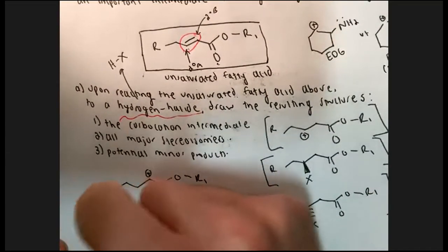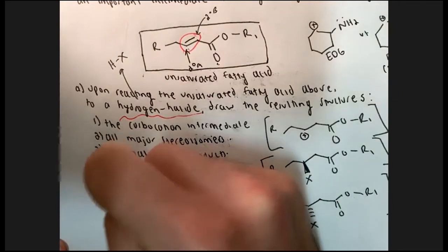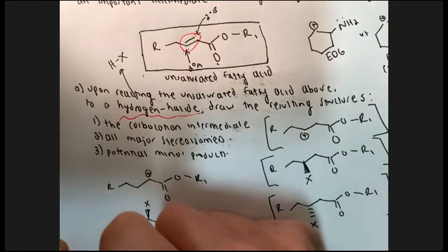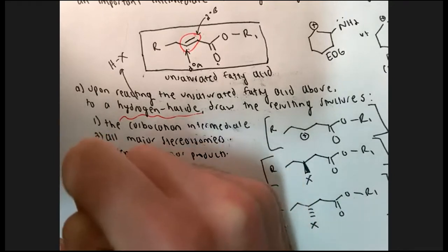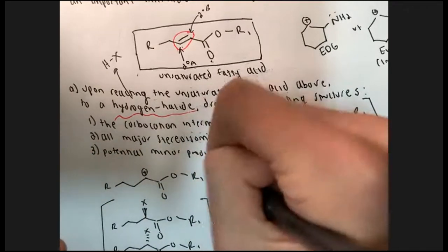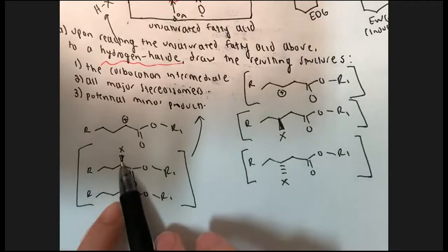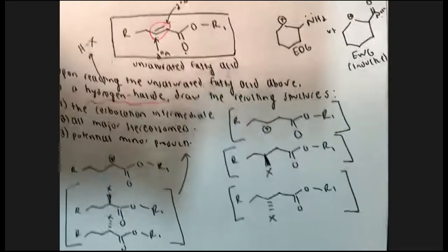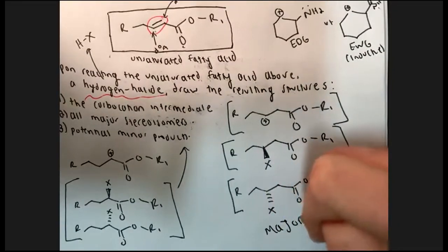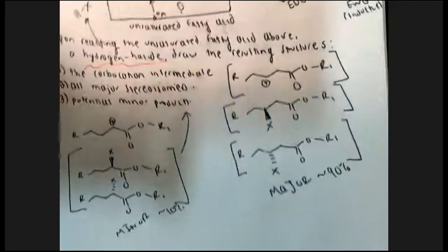So any potential minor products would be something like that or that. So this is my answer for 3. You can see that the difference in placement of the halide is 1 carbon removed, and that's kind of what we see here. So this would be major, maybe able to say approximately 90%, and minor, and I'm just throwing out these percentages randomly, 20%, something like that.